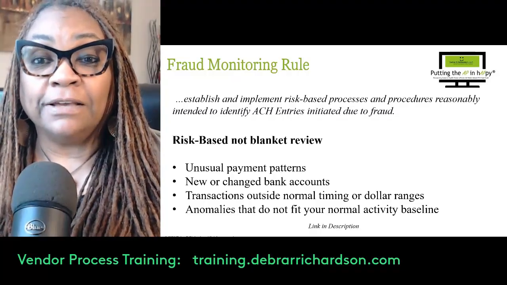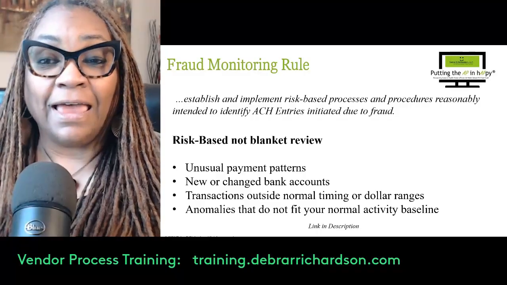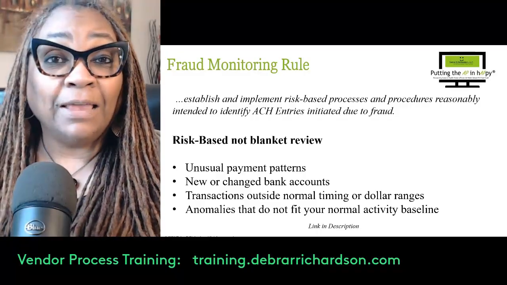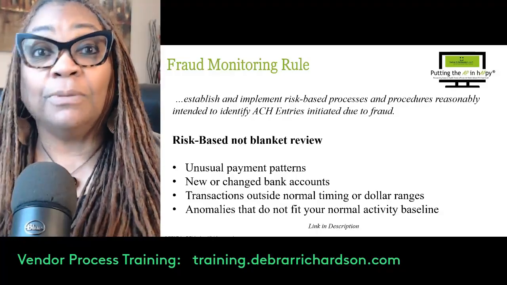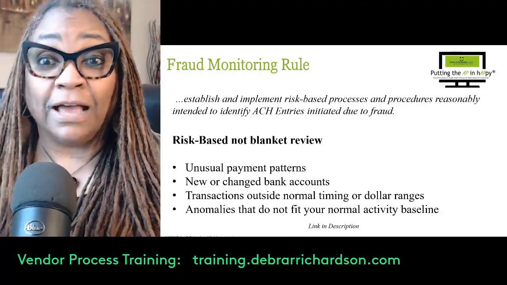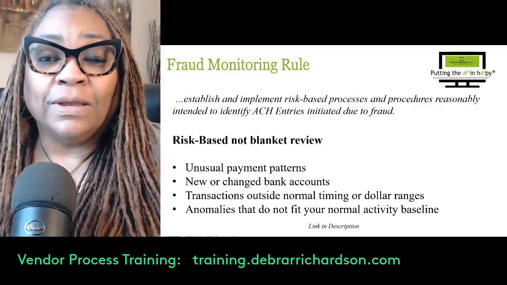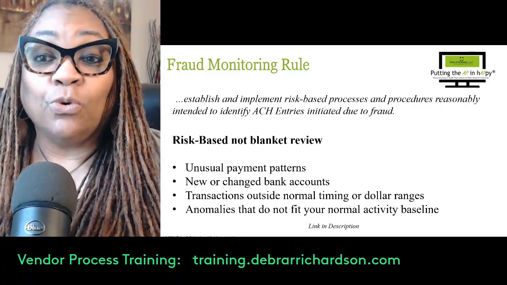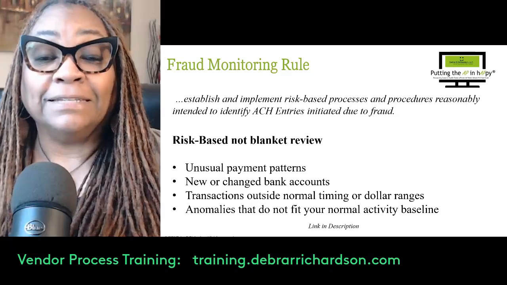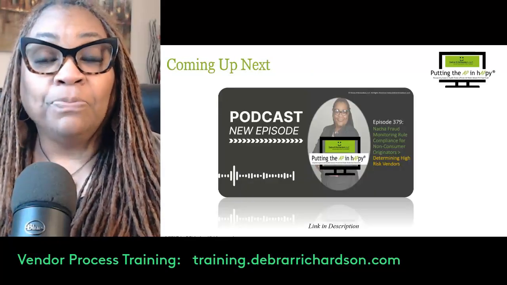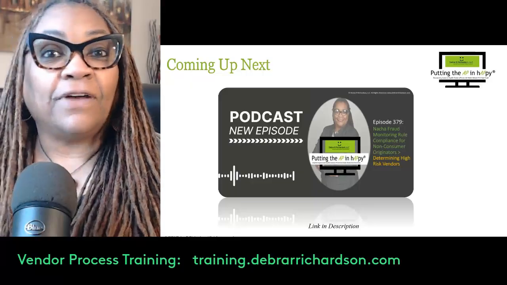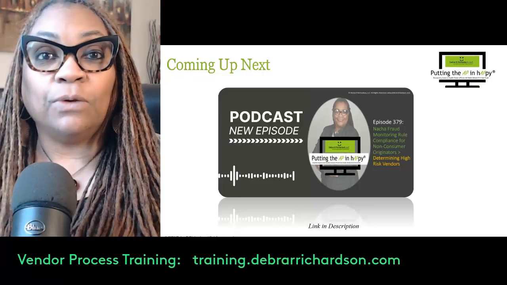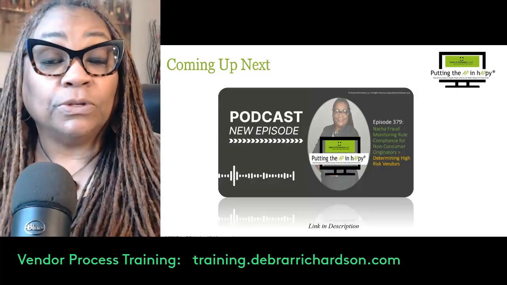So new or changed bank accounts, transactions outside of normal timing or dollar ranges, right? So you might not want to check a $20, but you might want to check a $2 million. Also, any other anomalies that do not fit your normal activity baseline. And so I'm talking about three different ways that you can identify your high-risk vendors. Like, what three criteria can you look for?